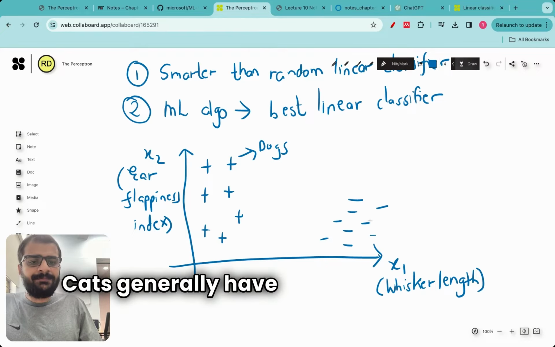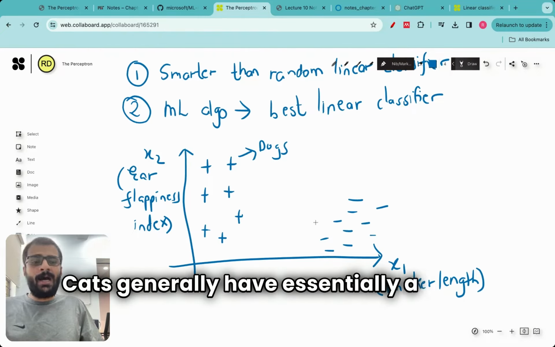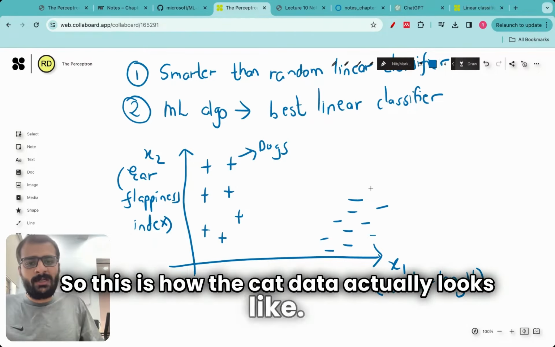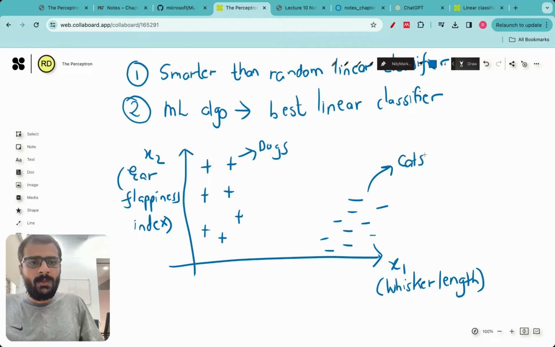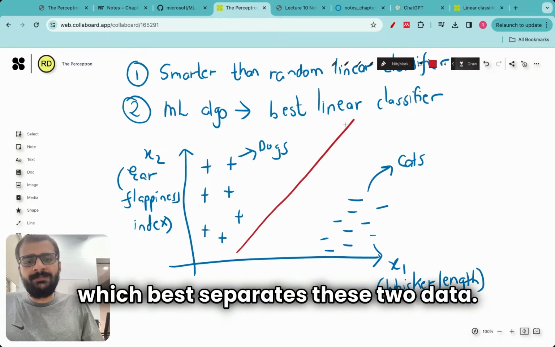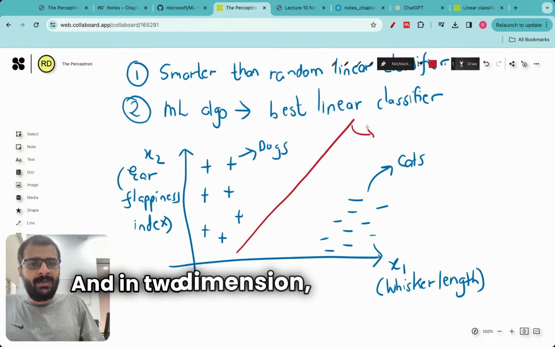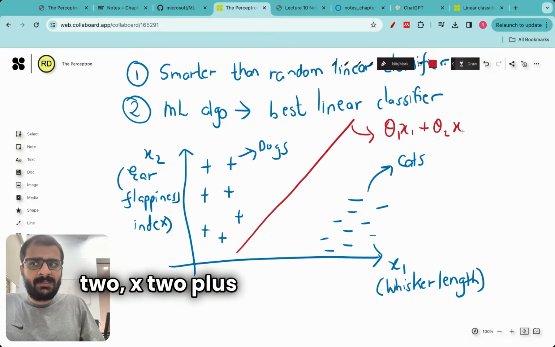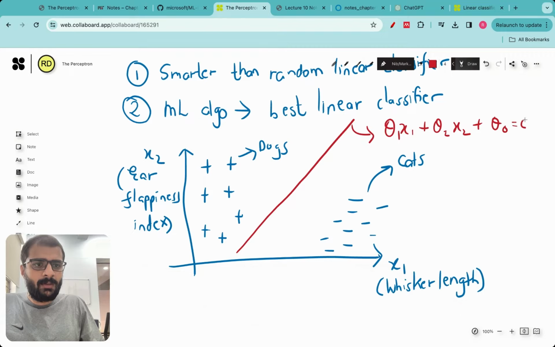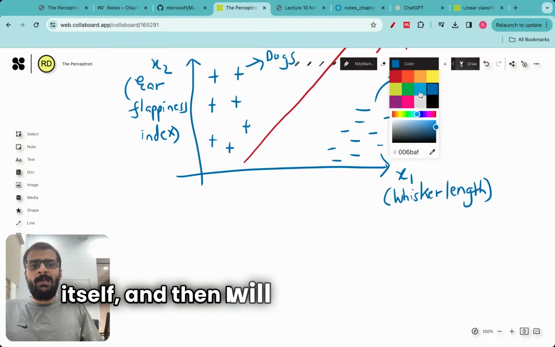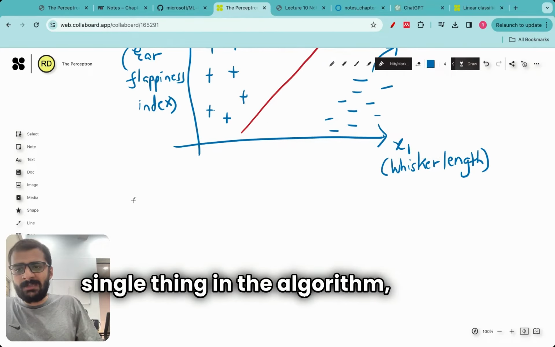So this is the data for the dogs, and the cat data looks something like this. Cats generally have essentially a higher whisker length but a lower ear flappiness index. So this is how the cat data actually looks. So the goal of the perceptron algorithm is actually to find the straight line which best separates these two data. That's the goal. And in two dimensions, the equation for the straight line will be theta 1 x1 plus theta 2 x2 plus theta naught equal to 0. So first let us look at the perceptron algorithm itself, and then I will explain every single thing in the algorithm step by step.